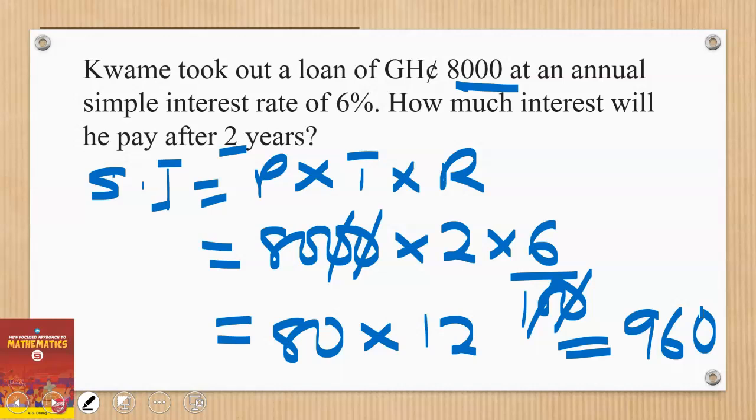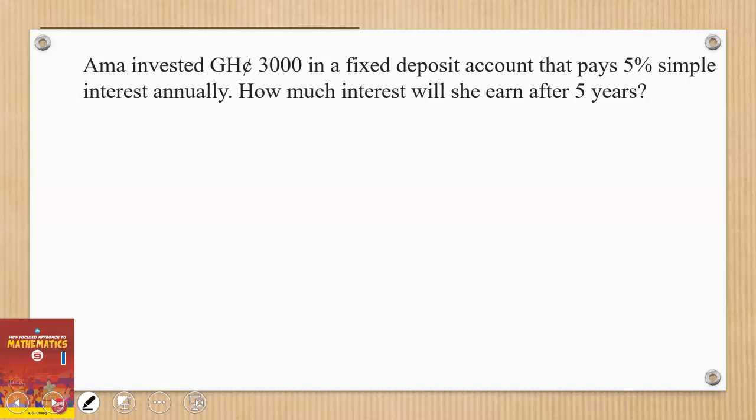Simple, right? Good. That means if you borrow money from the bank and the amount you took was 8,000, and the bank says that after every year you pay 6% interest and you keep the money for 2 years, you have to pay the bank 960 Ghana cedis as interest. Right. Now let's take the last example. Amma invested 3,000 in a fixed deposit account that pays 5% simple interest annually. How much interest will she earn after 5 years?